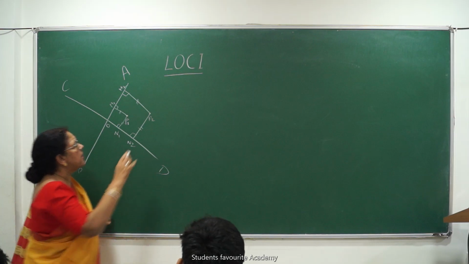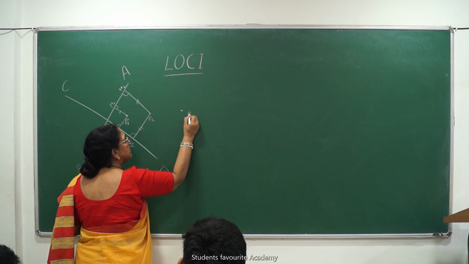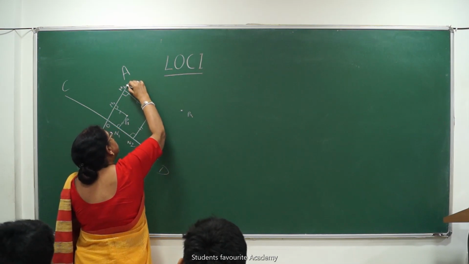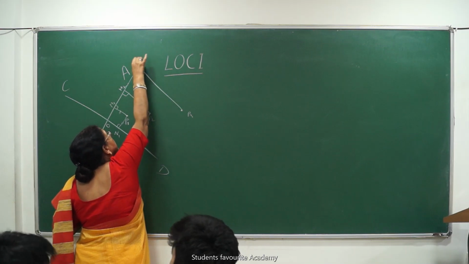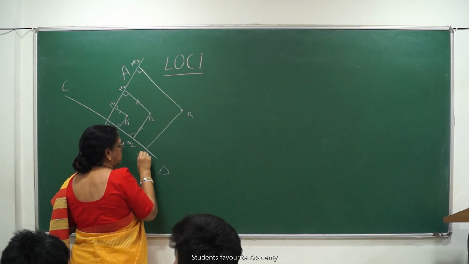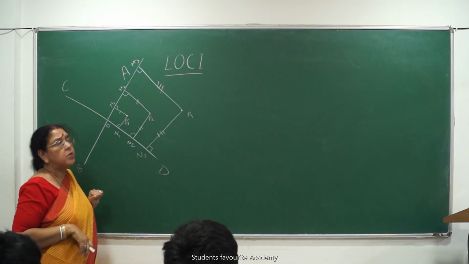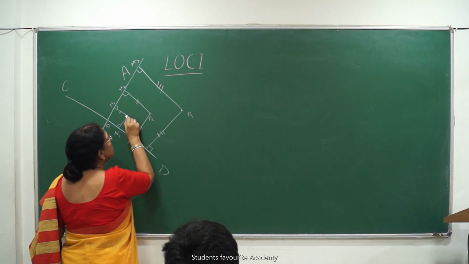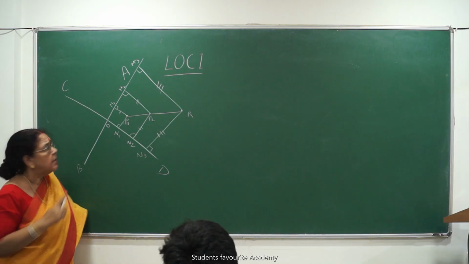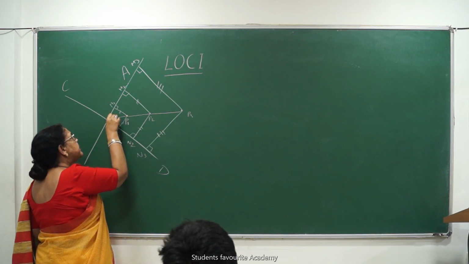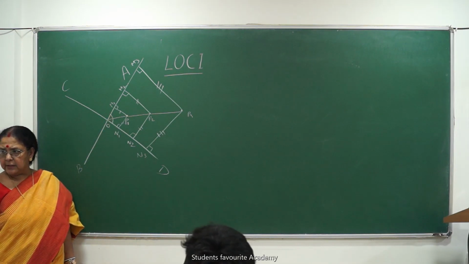So like this, suppose it moves to another position P3. Even then it will be equidistant from both the lines. So this will be the same. Okay. So now if you join these various positions, this will be the locus of the point P. And what does it turn out to be? It turns out to be the angle bisector of the angle between the two intersecting lines.